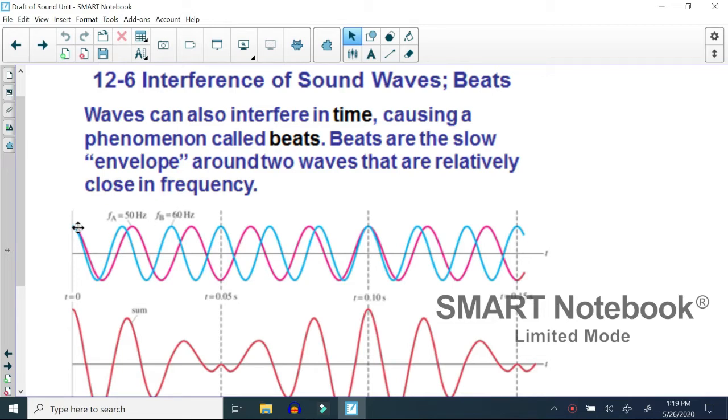So if they both start at the same time, at time 0, but they're not exactly the same frequency, then over time their peaks are going to start to not line up anymore and then line up again. You can see here that for the 60 hertz wave, the peaks are a little bit closer together than they are for 50 hertz because you're getting 60 of these per second and only 50 of these per second. So after a certain amount of time, those peaks are no longer lining up. In fact, one is at a peak when the other one's at a trough.